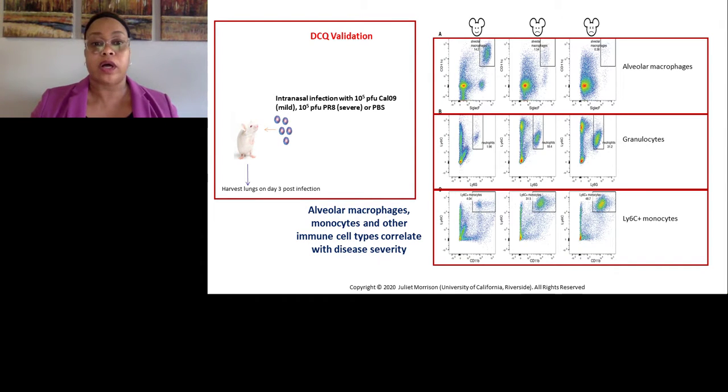And finally, we also showed that the Ly6C positive monocytes are greatly enriched in the lungs of our PR8 infected mice. So with more severity, we see more monocytes. Thus, alveolar macrophages, monocytes, and other immune cell types correlate with the disease severity we're discussing here.